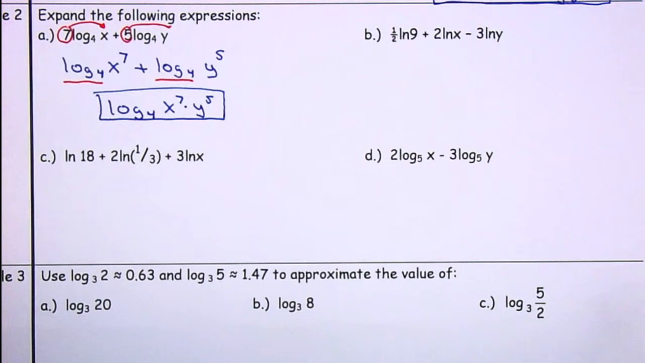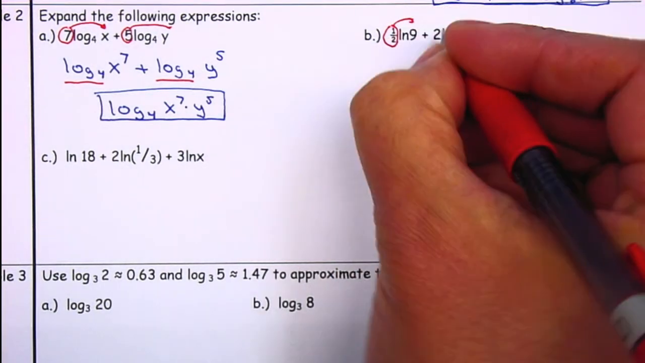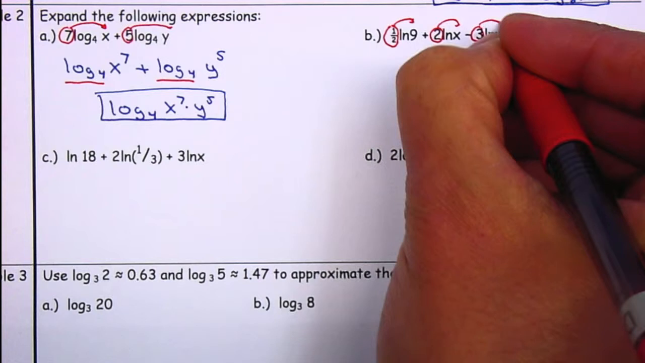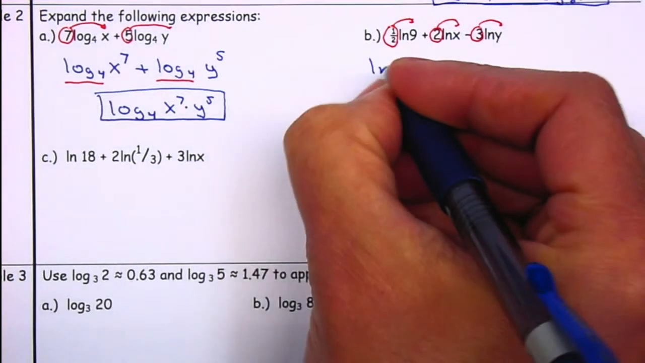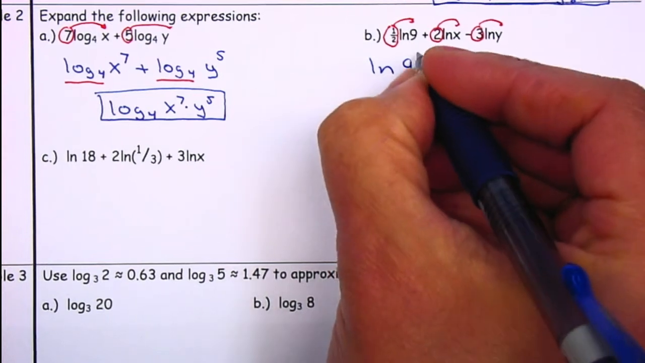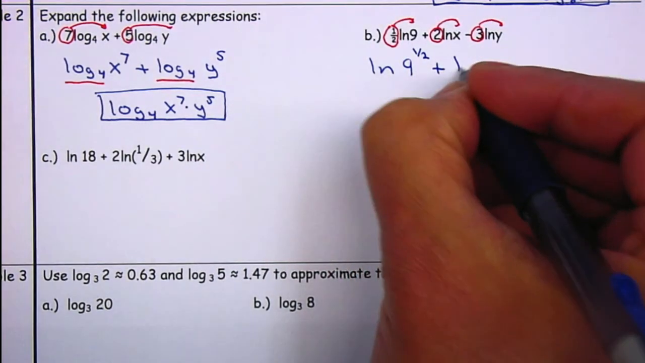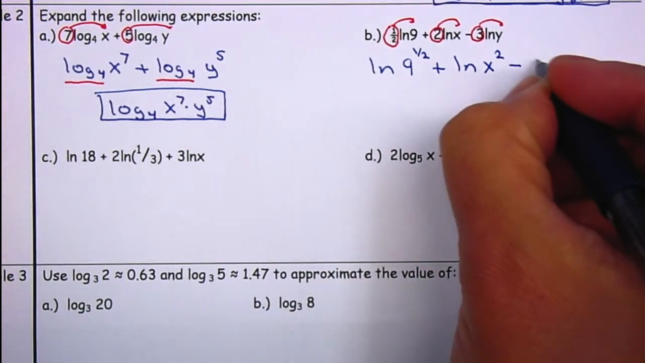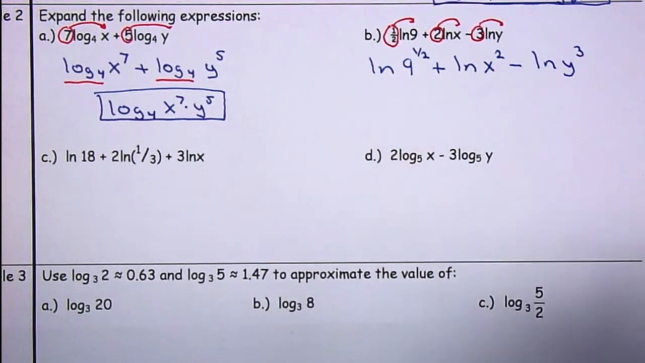Letter B. We are going to go through the same process. We're going to bring the coefficients as exponents. So let's rewrite it. We have the natural log of 9 to the power of 1/2 plus the natural log of x to the 2nd power minus the natural log of y to the 3rd power.